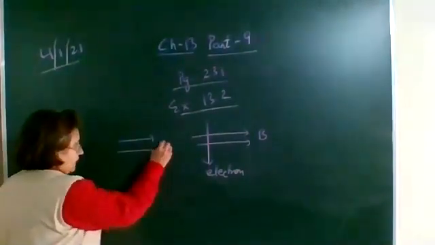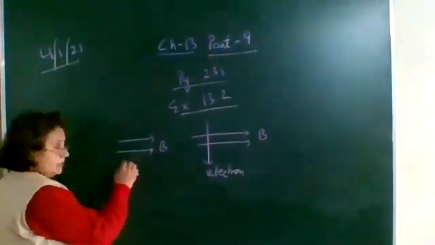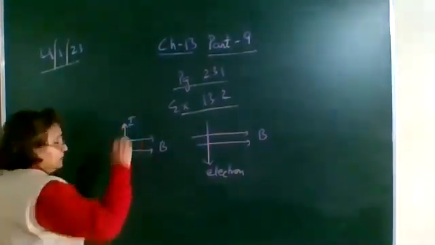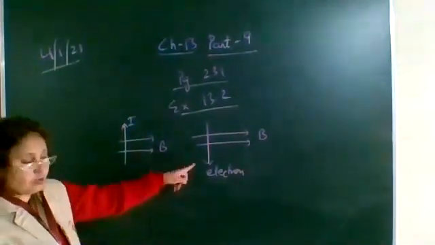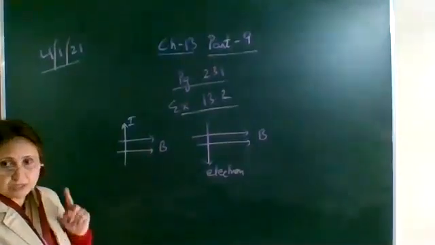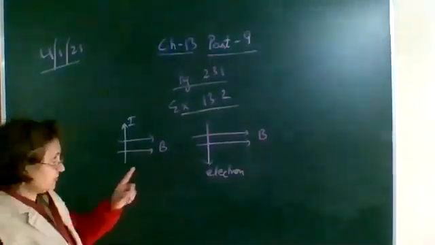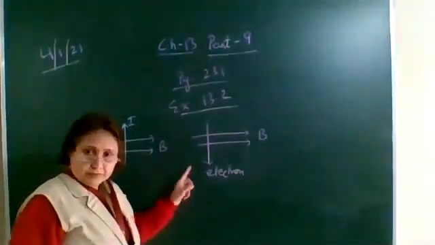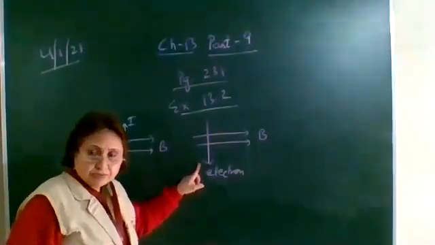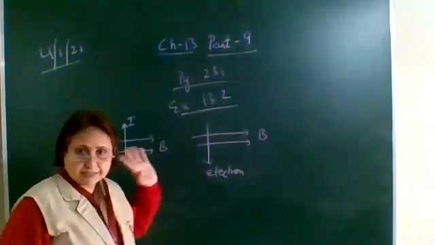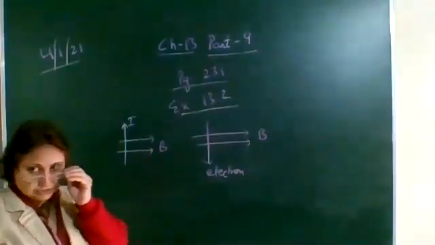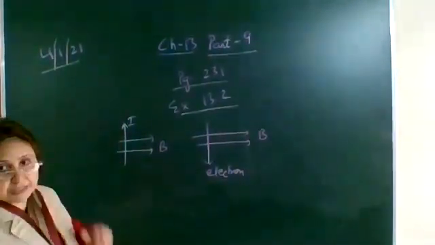So this is the magnetic field towards right. Current will be taken in the upward direction, opposite to the flow of electrons. Now here we have to find out the direction of the force. The direction of the conventional current is opposite to the flow of electrons. Okay, so the current flowing is in the upward direction.